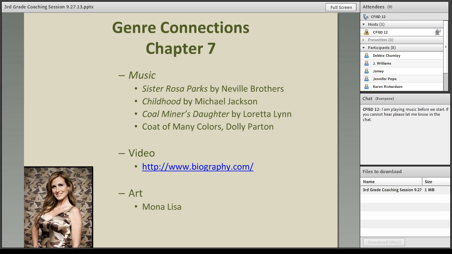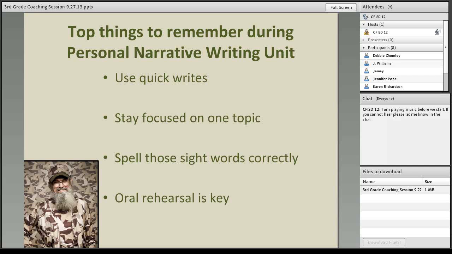We're going to switch to personal narrative writing. A couple things to remember. Telling those stories. Please remember to use quick writes. Give them that opportunity to have staying focused on one topic. Spell those sight words correctly.